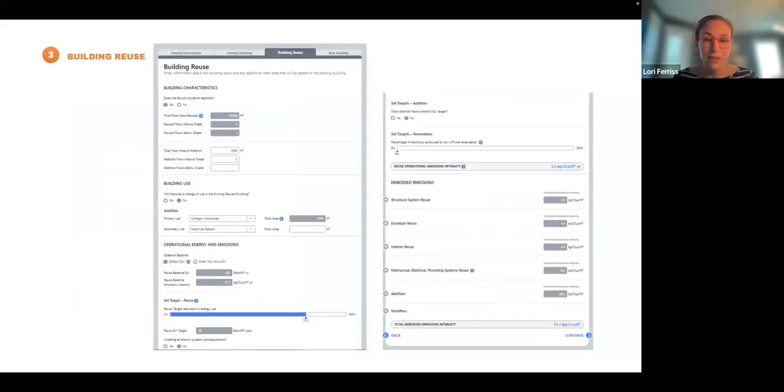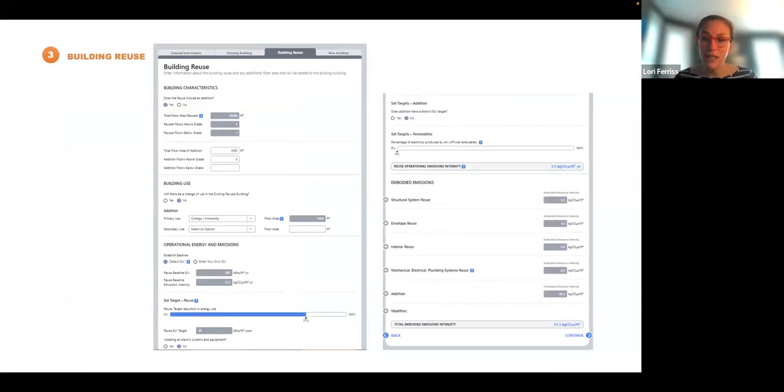Next slide. So next, we fill in the building reuse information. And as you'll see during the demo, this is the most intensive part of using the CARE tool because, as all of you who work with existing buildings know, there are basically an infinite number of ways that we can reuse buildings. So what we do here is talk about first, again, the size of the building.